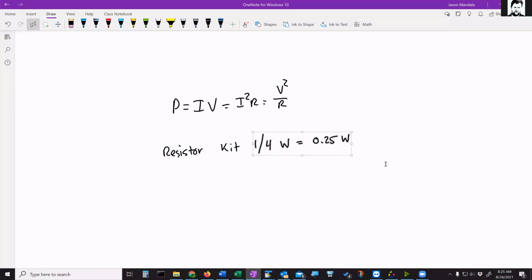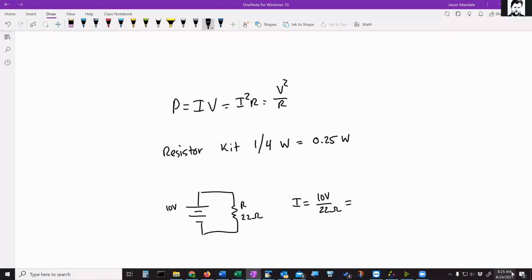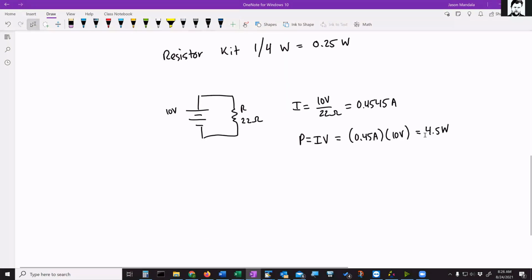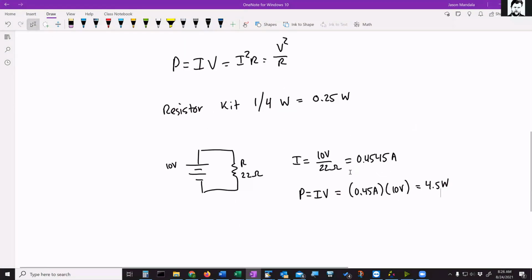If you have just a single voltage source and a single resistor, that's pretty easy to calculate, right? If you had, let's say, a 10 volt source and a 22 ohm resistor, you could figure out what the current is. You could say, okay, the current I is 10 volts over 22 ohms, figure out what that value is. And then you could just take that current and multiply it times the voltage. Seems high. Maybe I just made these numbers up.